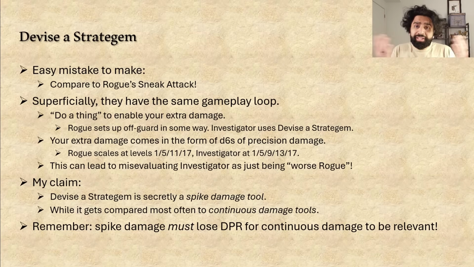But the gist is that if spike damage and continuous damage have the same average damage, spike damage is just better because you can set up for it to reach even higher peaks that continuous damage will never approach. The goal of spike damage must be to have higher peaks, but continuous damage must have the generally higher floor and average case. So let's analyze devise a stratagem from a spike damage lens rather than a continuous damage one.